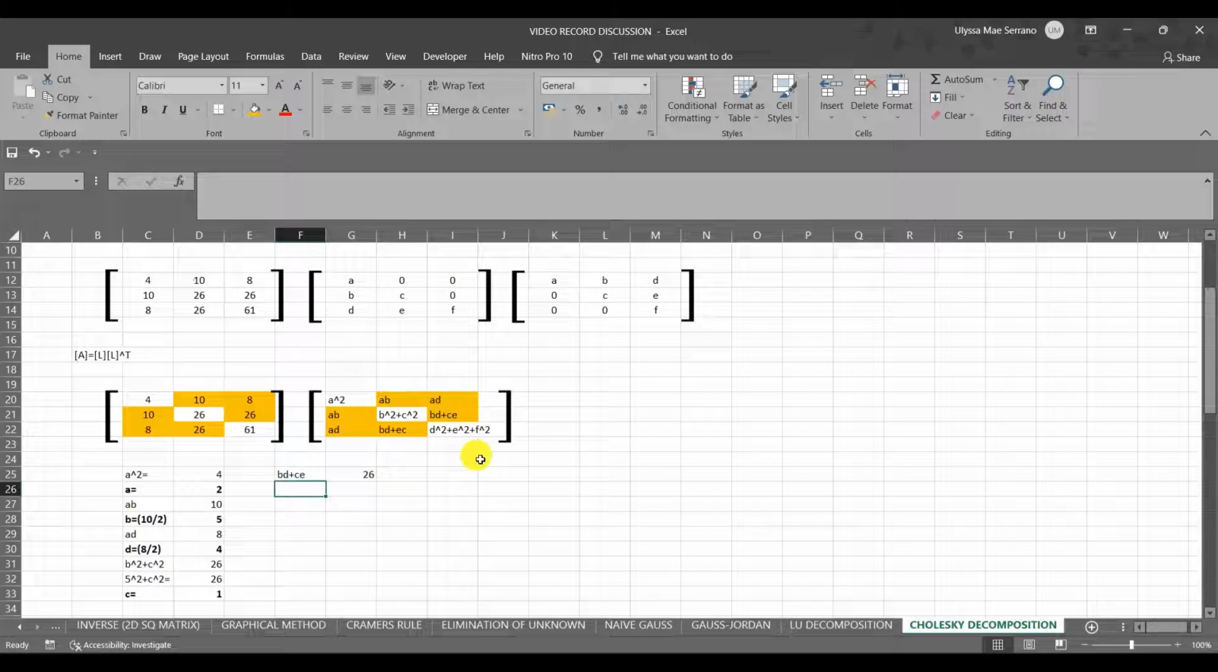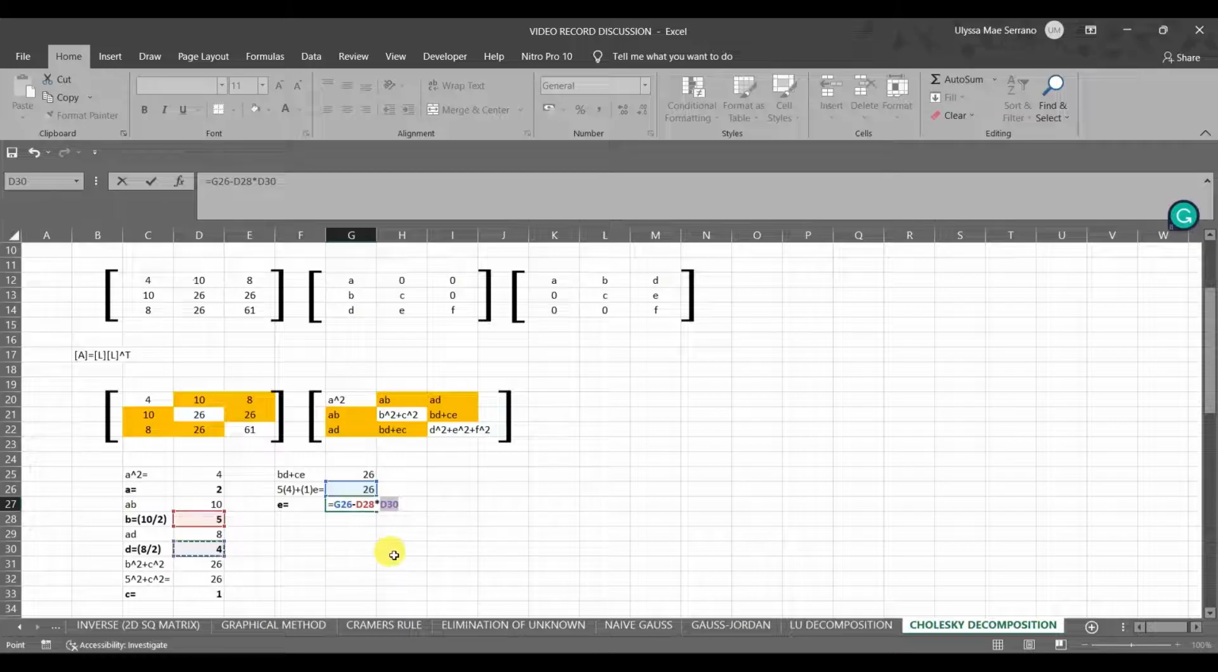So we have the value of B, 5, multiplied by the value of D, which is 4, plus the value of C, which is 1. So we will have here the unknown E, equated to 6. E is simply equal to 26 minus the value of B times the value of D, and we don't need to divide because the value of C is simply equal to 1. So we will be able to find the value of E equal to 6.